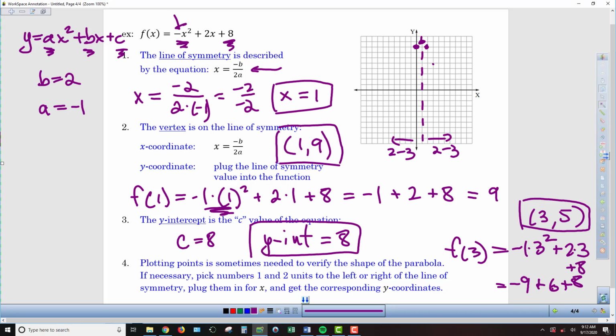And then again, I can use that concept of symmetry, knowing that that line of symmetry cuts my graph into two identical parts. If I have a point that's 2 units to the right of the line of symmetry at that y-coordinate of 5, then I know I have a matching one 2 units to the left of the line of symmetry. And with that, I've got enough information to draw the sketch of my graph.